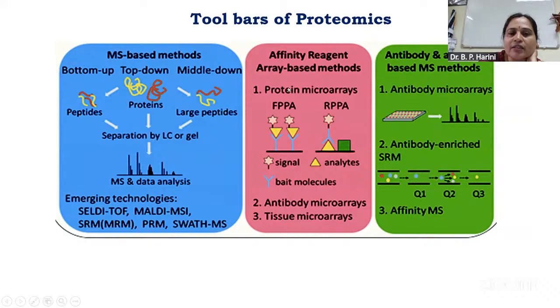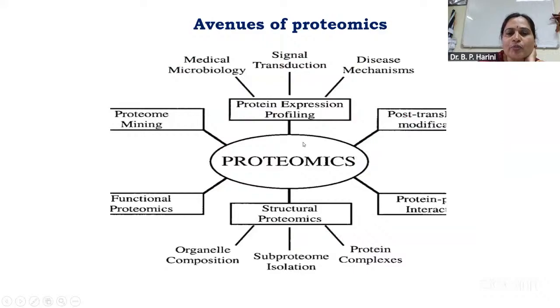These are the tools that are used to analyze the proteomics, that is MS based methods, then affinity reagent arrays based on the protein microarrays, antibody microarrays, and tissue microarrays, and so on. So there are different avenues of proteomics, which lead to protein expression profiling on one hand. On the other hand, it helps to know the medical microbiology, signal transduction, disease mechanism, how the disease does occur, and post translation modification, and also it brings about the functional proteomics. And on the other side, it has structural proteomics, which deals with the organelle composition, subproteome isolation, and protein complexes.